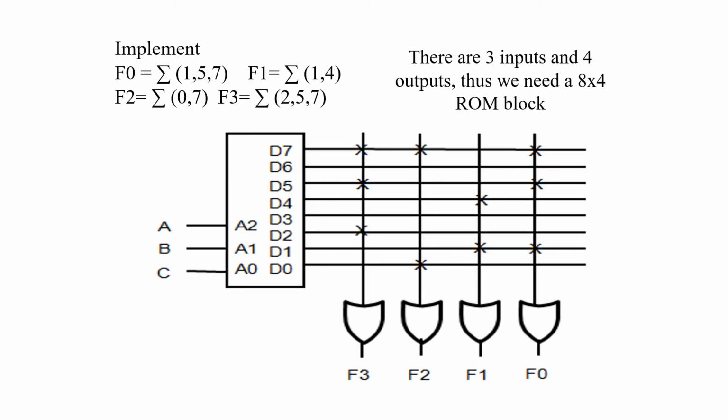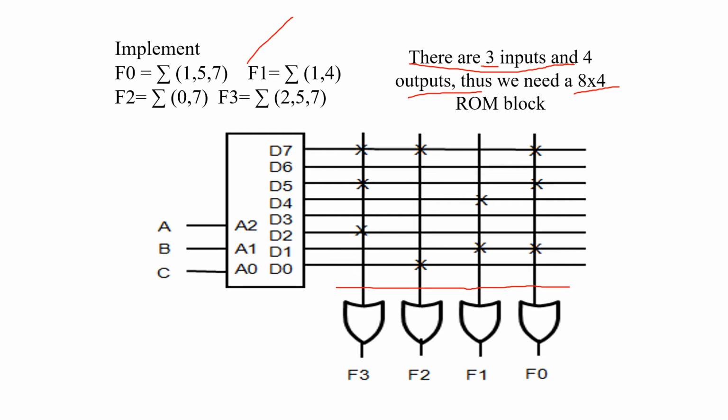Let us implement one more function by using ROM. Here outputs F0, F1, F2, F3, four outputs are there. So how many inputs are there? Totally 0 to 7 minterms, and 0 to 7 minterms means 3 inputs are required. So there are 3 inputs and 4 outputs. Thus we need 2 power 3, which is 8, into k. So an 8 by 4 ROM is required to implement this particular function.